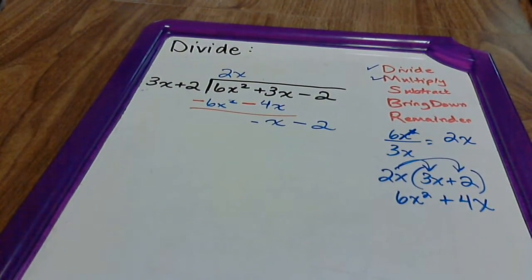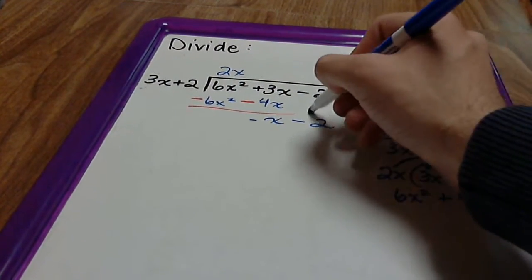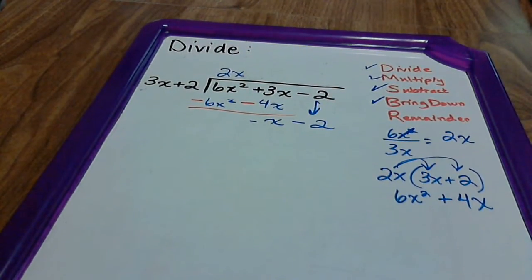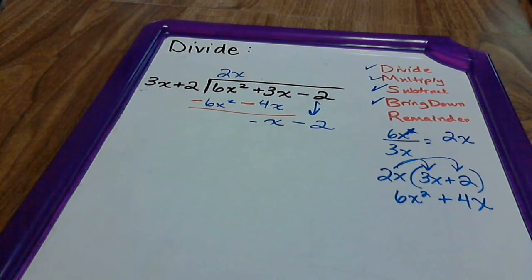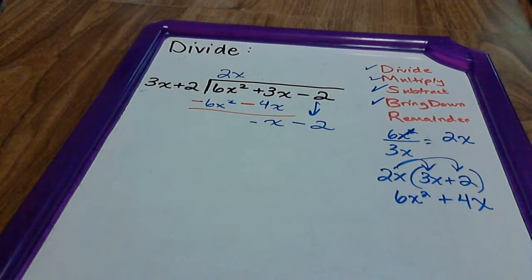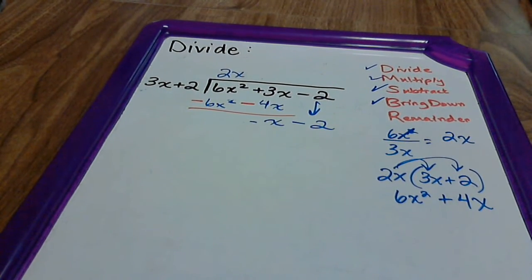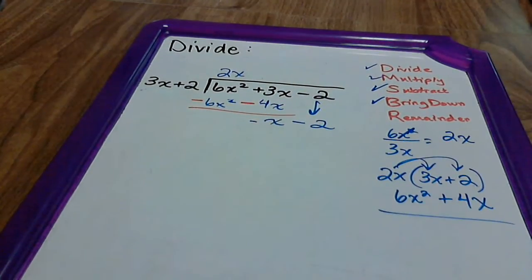So now we have negative x minus 2. So that's the subtract step, and I also did the bring down step right there when I brought down the negative 2. So now we're going to do the remainder. Well, we don't have a remainder in this case because we brought down, so we will just start the process over again because it's an algorithm is what it's called. It's a process that keeps going and going and going. So now, that's the first part of it.